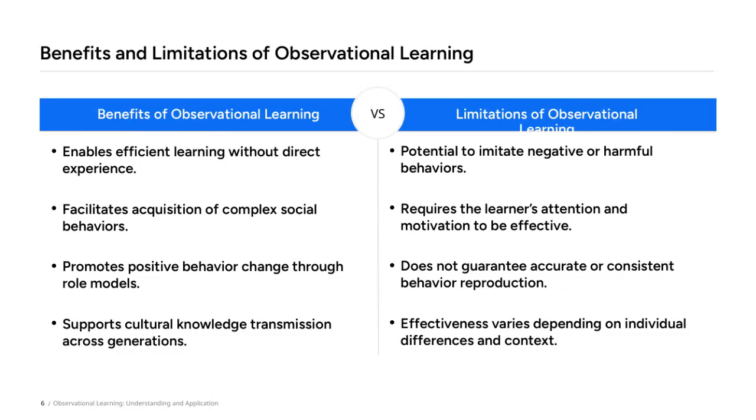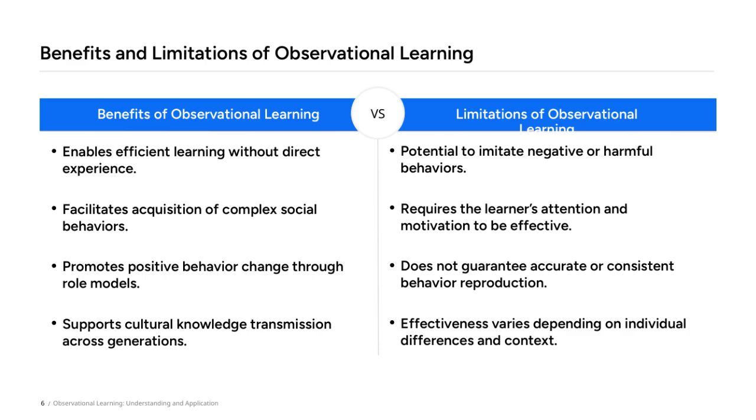Observational learning offers several important benefits. It allows us to learn new skills and behaviors efficiently without needing to go through direct experience ourselves. This is especially helpful when acquiring complex social behaviors that are often best understood by watching others. Additionally, observing positive role models can encourage us to adopt healthier or more constructive behaviors. Observational learning also plays a key role in passing cultural knowledge from one generation to the next, keeping traditions and social norms alive.